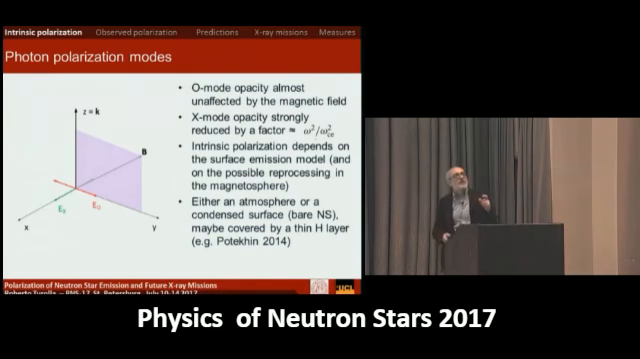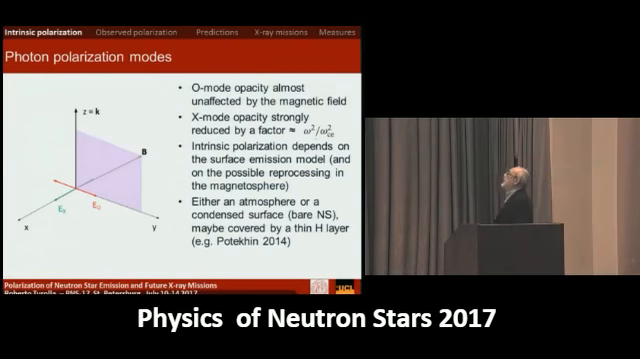The opacity properties of the two modes are dramatically different, in the sense that the O mode opacity is almost unaffected by the presence of the magnetic field, which means that the O mode, the ordinary photons, interact with matter as normal unpolarized light in absence of any magnetic field, while the X mode opacity is strongly reduced with respect to the unmagnetized case by a factor which, roughly speaking, for scattering, goes like the photon frequency squared divided by the electron cyclotron frequency squared. So if omega is much less than omega c, the opacity is strongly suppressed.